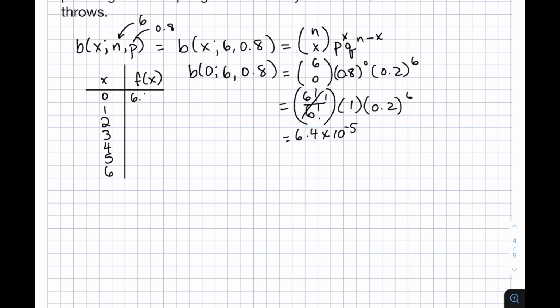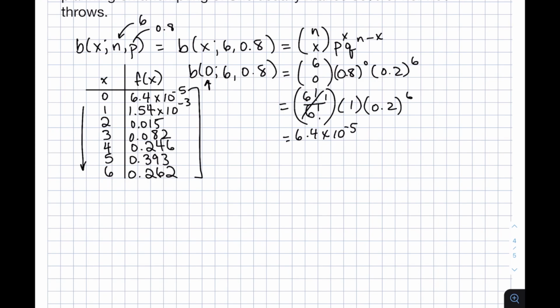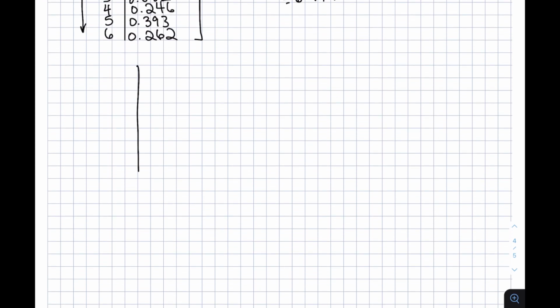So we put that in the right spot, and we can solve all of the rest of these the same way. We just change this value here, and we find that all of them are 1.54 times 10 to the negative 3, 0.015, 0.082, 0.246, 0.393, and 0.262. Now that we have all of these, we can draw the probability histogram.